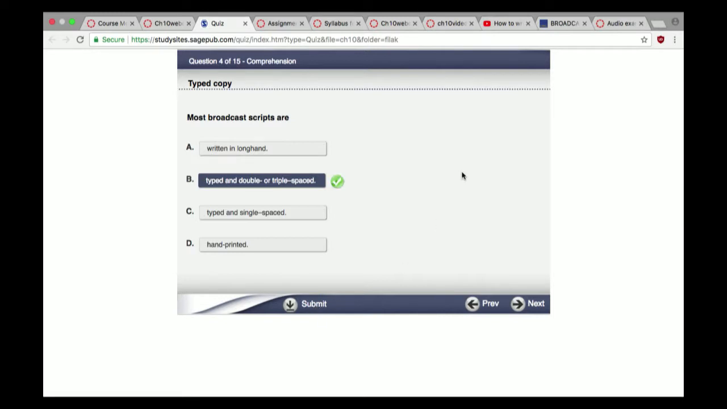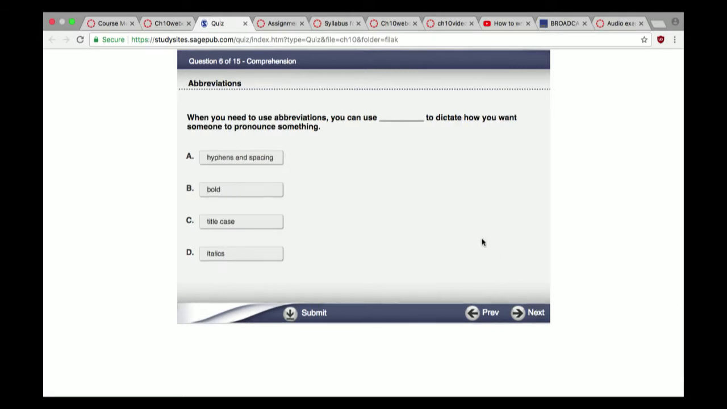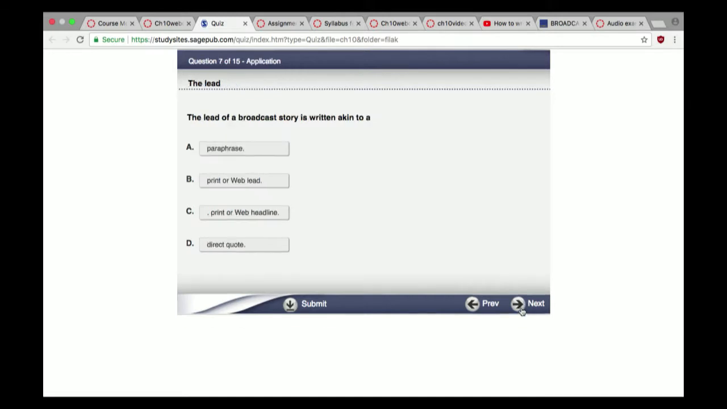Okay, so that's what we do. We type them out and we double space them, and put "written by" and so on. When you type your script, look for opportunities to recast your verbs in present tense. When you need to use abbreviations, you can use something to dictate how you want someone to pronounce them. Yes, you guys are good.